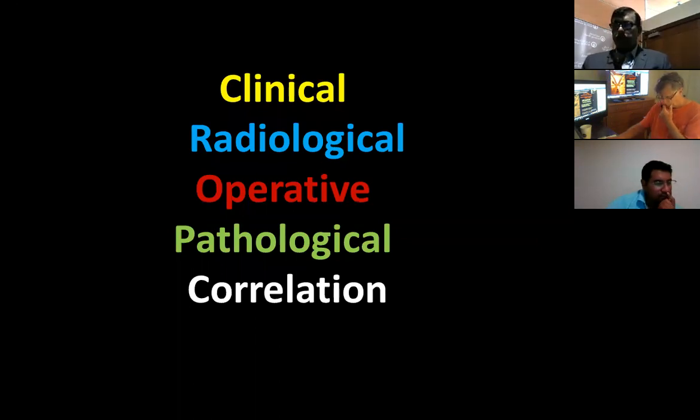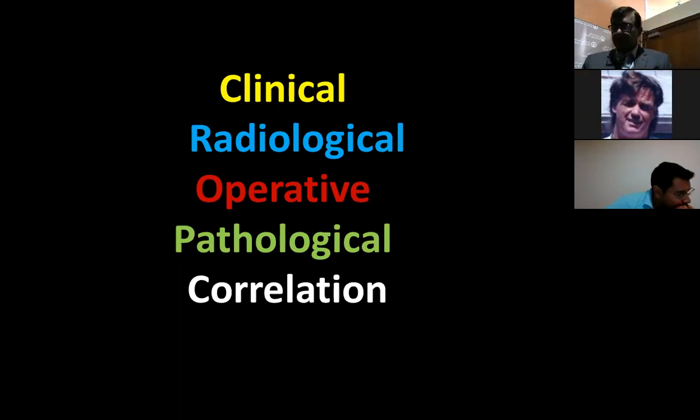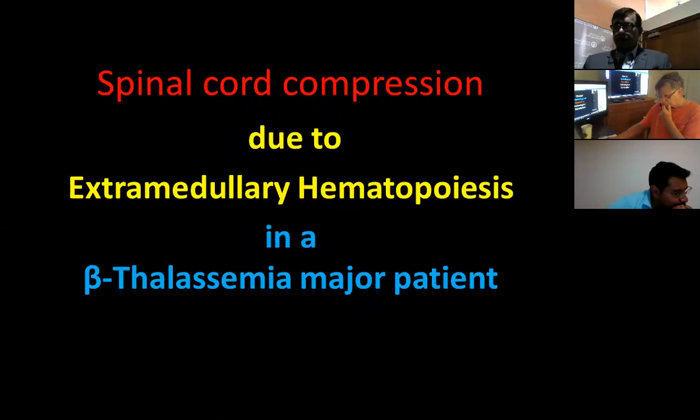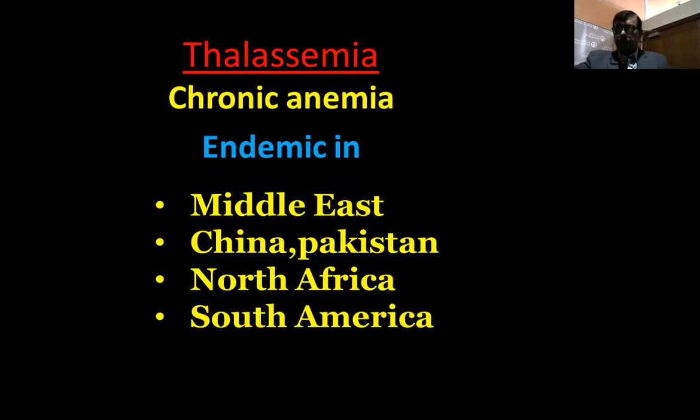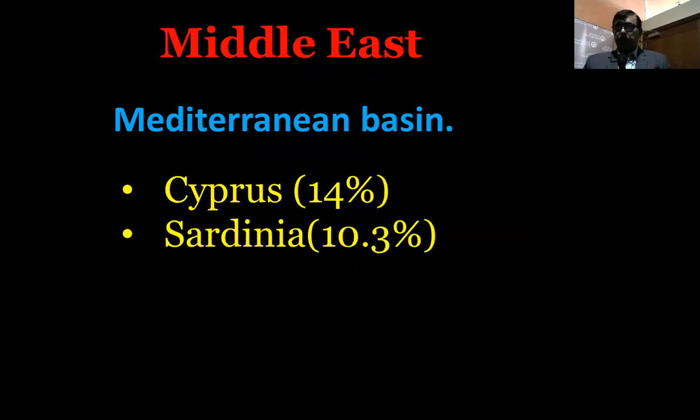So before we start on our case, let's discuss these items: the spinal cord compression, the extramedullary hematopoiesis, and the thalassemia. What is thalassemia? Thalassemia is a chronic anemia, and it is endemic in certain parts of the world: the Middle East, China, Pakistan, North Africa, South America. In fact, if you want to single out one country with the most thalassemia, it's Pakistan. And in the Mediterranean basin, in the Arab countries, in Cyprus, in Sardinia.